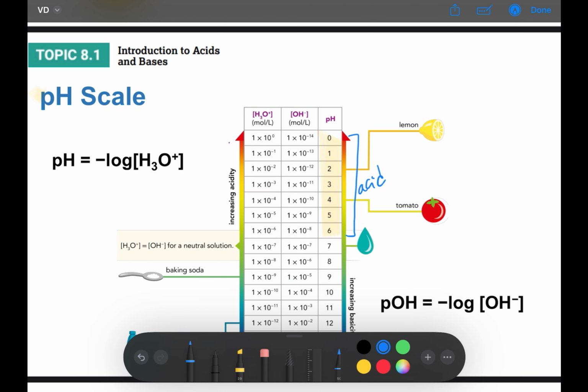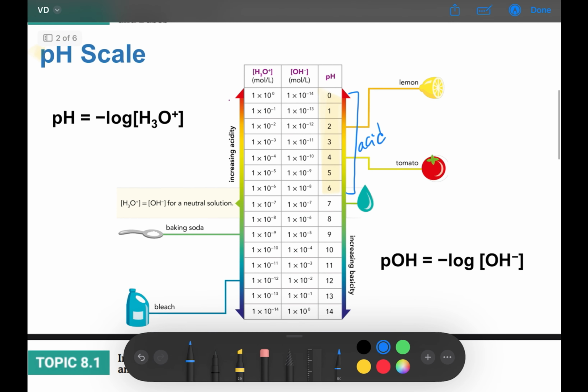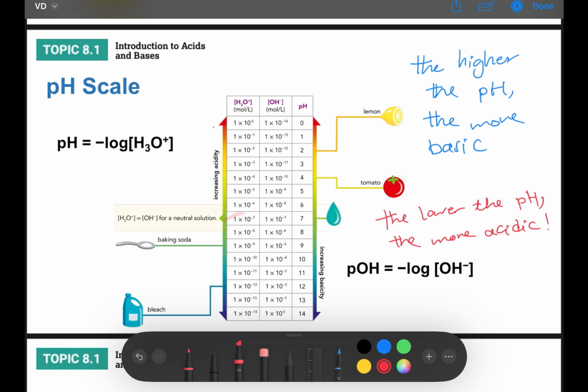And from 8 to 14, it represents the bases. And you'll ask me, what about number 7? Number 7 represents the neutral solution. The last point of the pH scale is that the higher the pH, the more basic. For example, we said that the basic solutions start from pH 8 to pH 14.